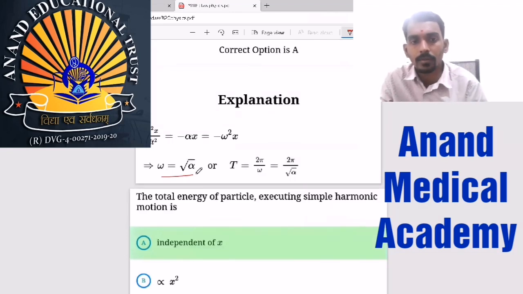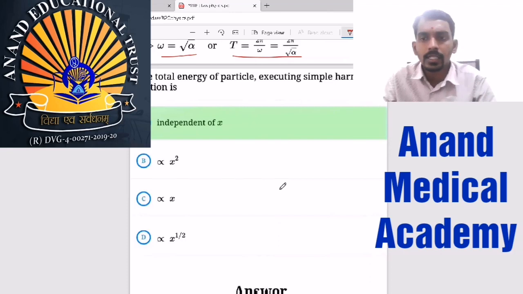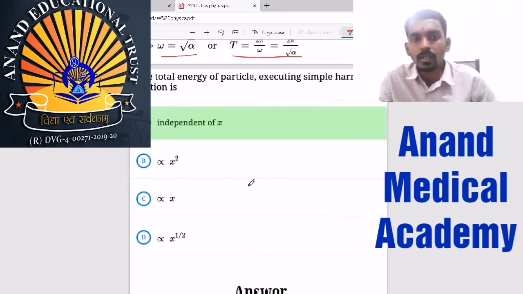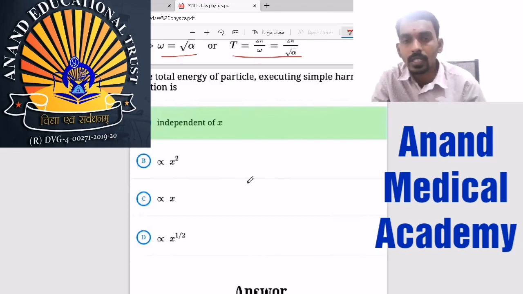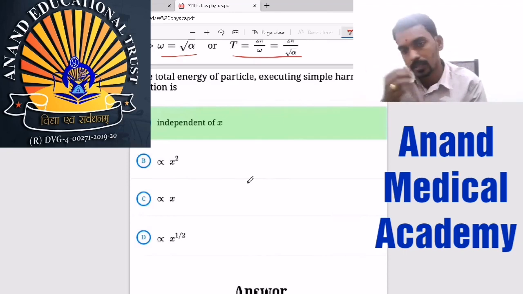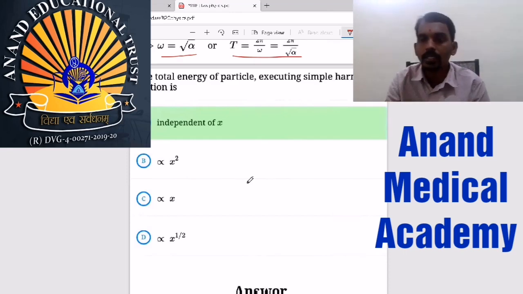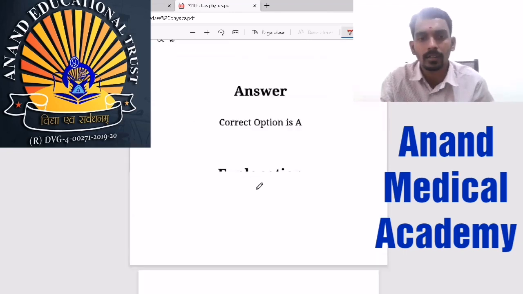So here is the solution. They compared and they have taken time period 2 pi by omega. Now, the total energy of a particle executing simple harmonic motion. So that is what I said again. The total energy is independent of x, because it is half m omega square a square. It depends on mass, frequency and amplitude, not on the displacement. The potential energy depends on displacement and the kinetic energy depends on displacement, but the total energy always remains constant at every point.